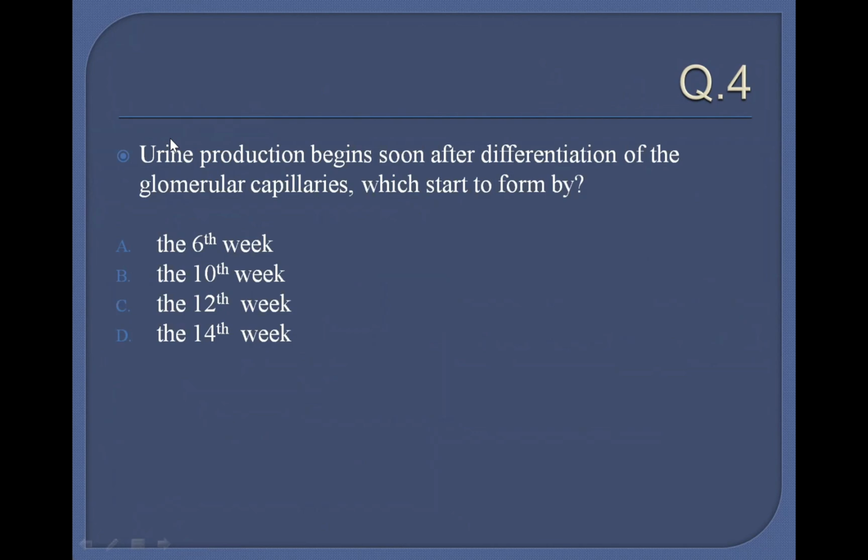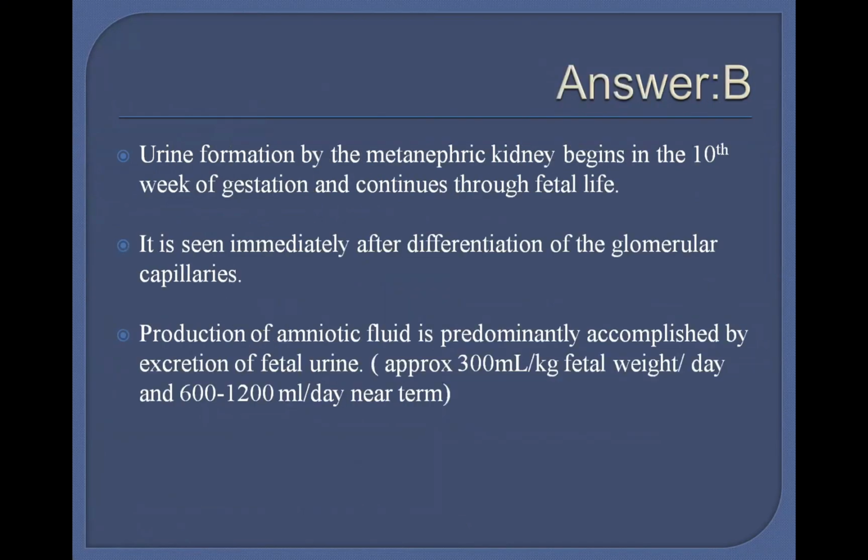Question number 4. Urine production begins soon after the differentiation of the glomerular capillaries, which start to form by which time? 6th week, 10th week, 12th week, or 14th week? By the 10th week. Yes, it's B, by the 10th week.